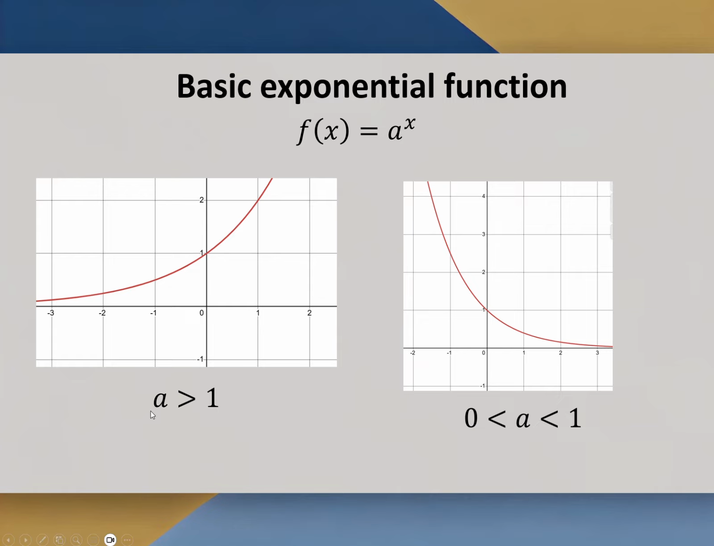If a is greater than 1, it's going to be getting exponentially bigger as x goes to the positive direction. And likewise, if a is greater than 0 but less than 1, again, it is going to be getting exponentially smaller as we get into the positive direction. So really, it just looks like we have flipped them around.